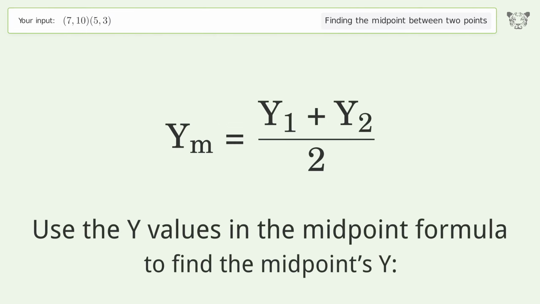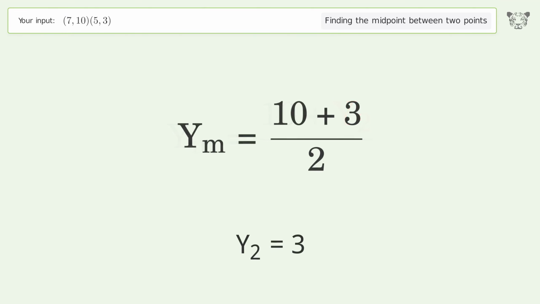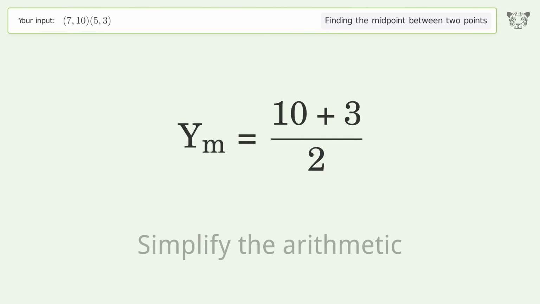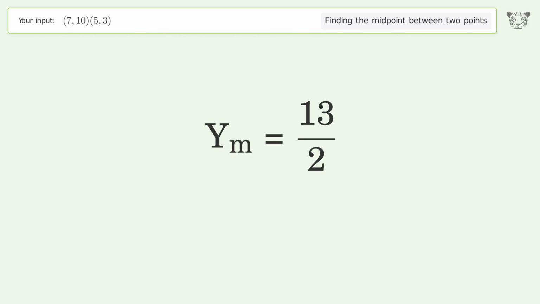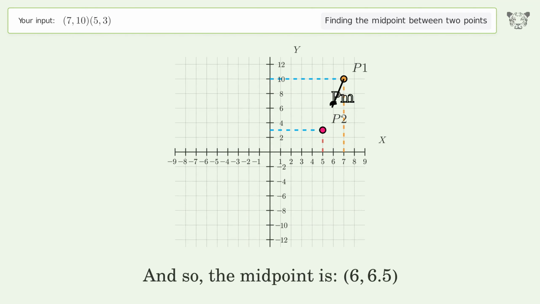Use the y values in the midpoint formula to find the midpoint's y. y1 equals 10. y2 equals 3. Simplify the arithmetic. And so, the midpoint is 6.5.